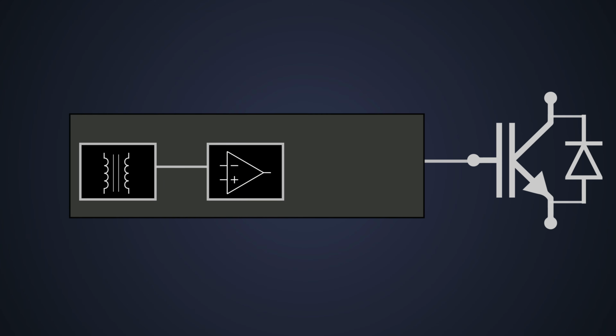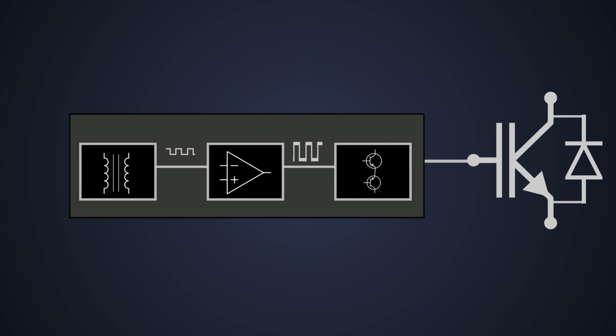Next is an interface circuit, which is basically made up of an operational amplifier which receives and amplifies signals that are coming from the isolation circuit. This circuit provides the appropriate output signal to the triggering circuit.